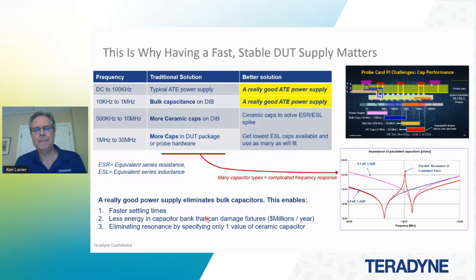The other thing too is that, if you have huge amounts of energy storage on the DIB in these bulk capacitors, and you touch down on a device and there's a short and for some reason the capacitors are still charged, that's a lot of energy that can be going through probe needles. The biggest complaint that we hear from customers is that these probe cards are really expensive. People spend more on probe cards than they do on testers, believe it or not. And if you start burning up probe needles, that can add up to a lot of money every year. So if you can keep the overall capacitance value as low as possible, it reduces one of the things that could potentially cause probe card damage.